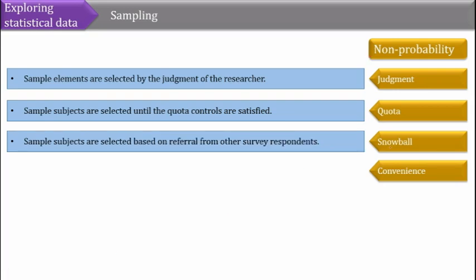Snowball sampling. Now, snowball sampling is where you are referred to other people by people that you've already selected. In other words, you will select the first person for your sample, and then that person will refer you to somebody else who they think might be of interest to you to include in your sample.